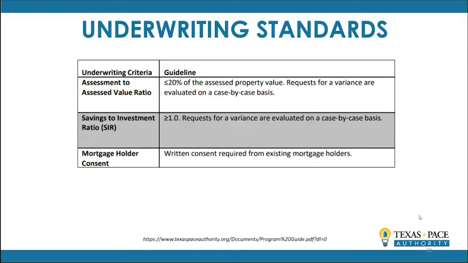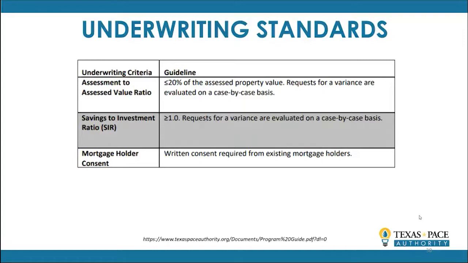First is the loan to value, or the PACE assessment to county appraisal district property value. That value cannot exceed 20%. So if a property wants to use a private appraisal value, a request for variance must be submitted, and those will be evaluated on a case-by-case basis.